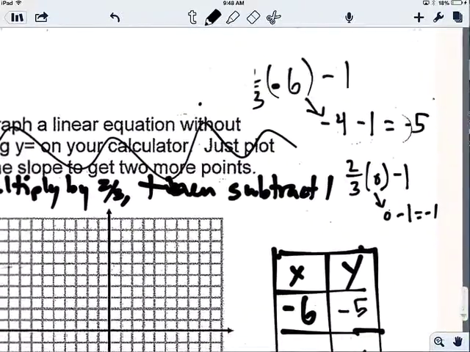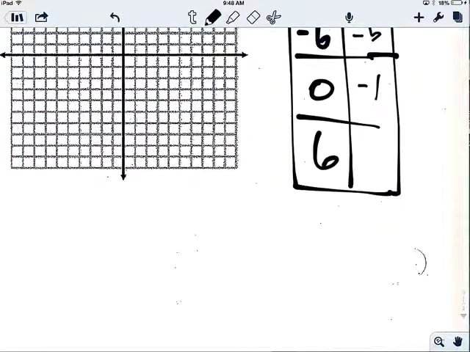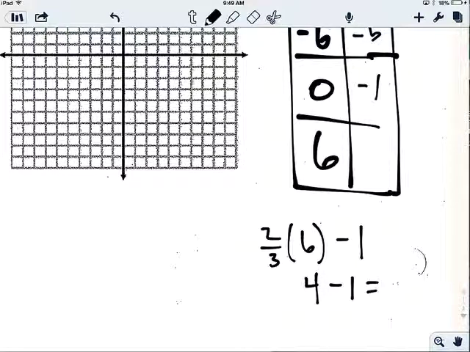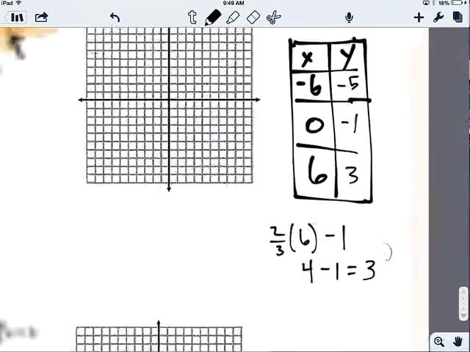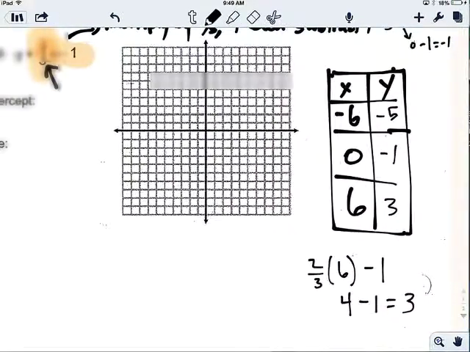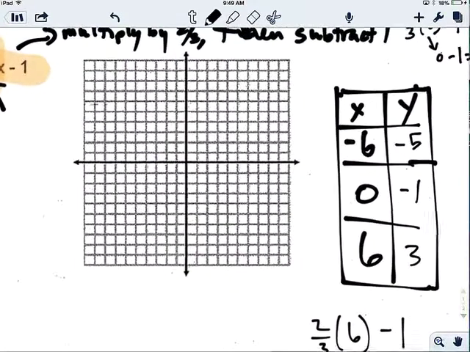Now I need to look at +6, which I'll do my work down here. 2/3 times 6 minus 1. So I'm multiplying the input of 6 times 2/3. I get 4. Minus 1 gives me 3. And so now I have 3 points to plot. I have (-6, -5), (0, -1), and (6, 3). So I'm going to go ahead and plot those.